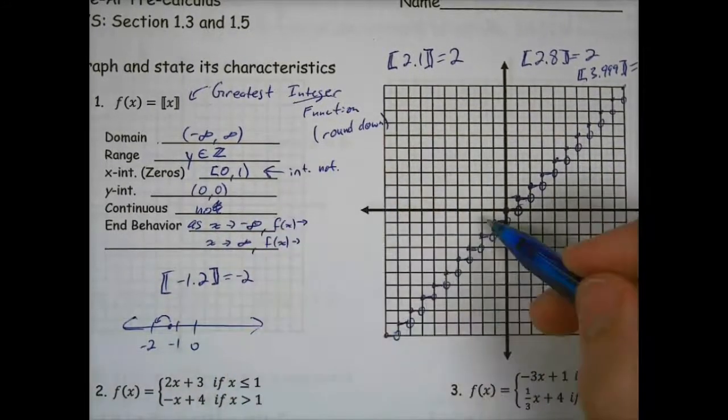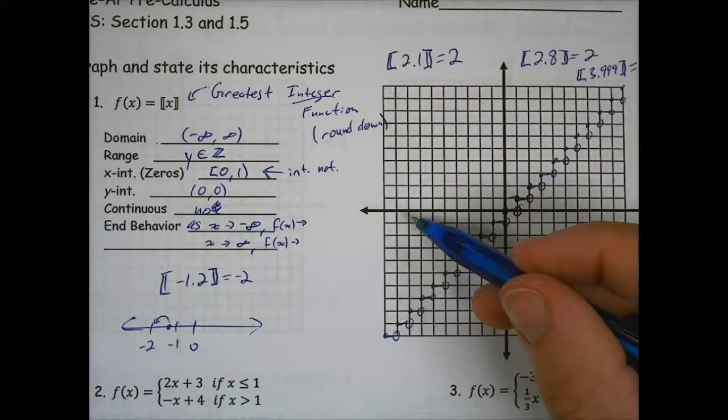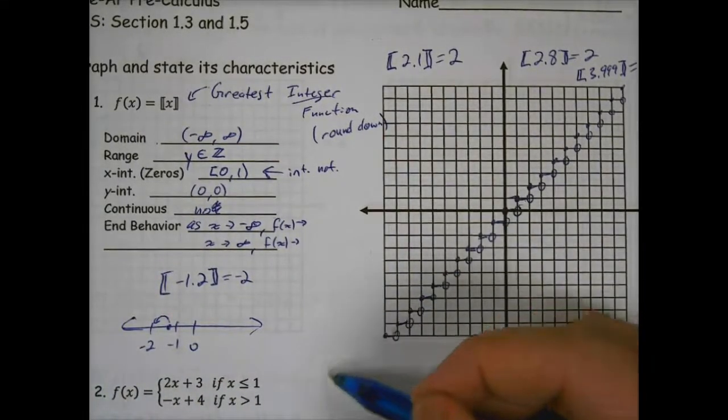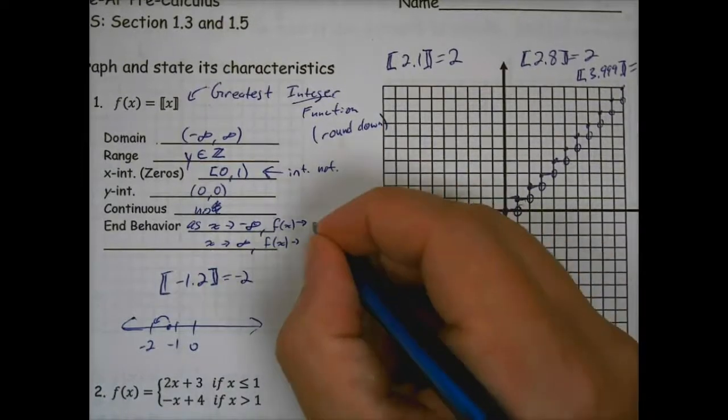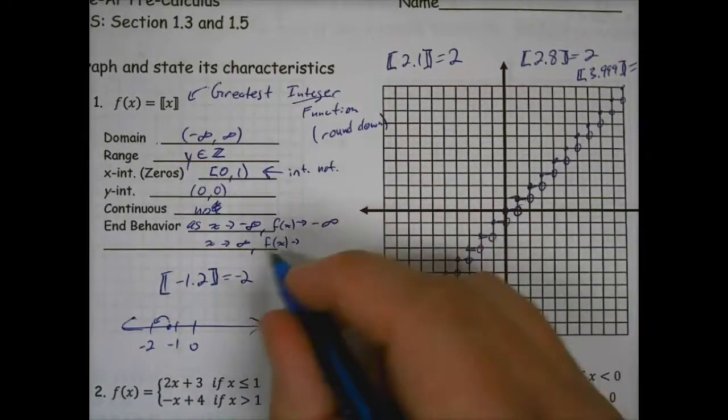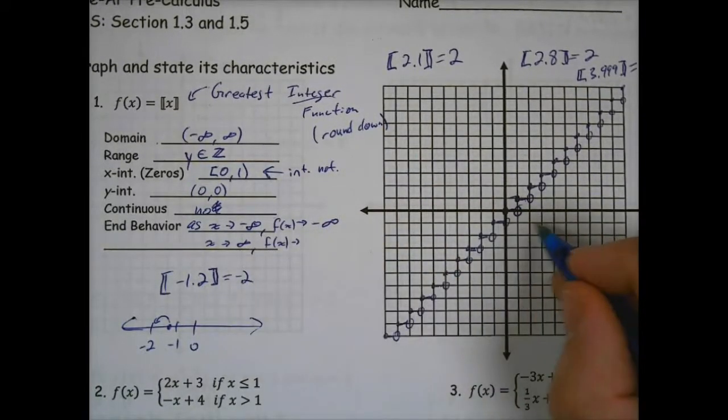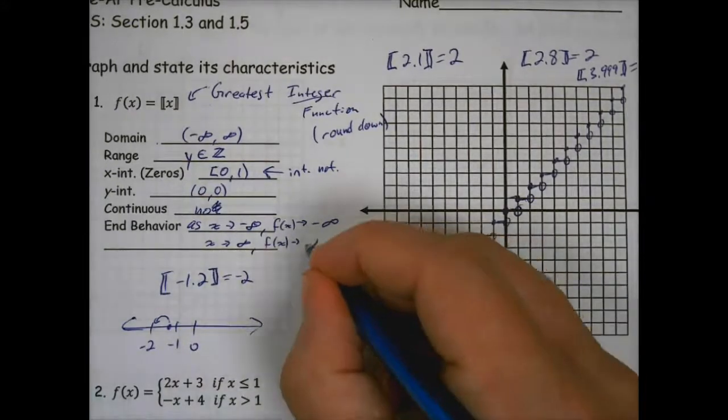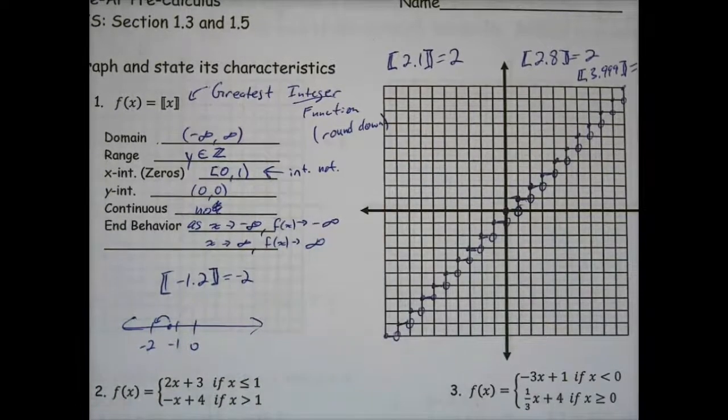Well, as x is going to the left forever, as it's approaching negative infinity, my graph is going down forever. So I'm going to negative infinity in that direction. As x approaches infinity, so it's going to the right forever, my y values are going to infinity in that direction. Cool. All right, we're going to look at the next concept.